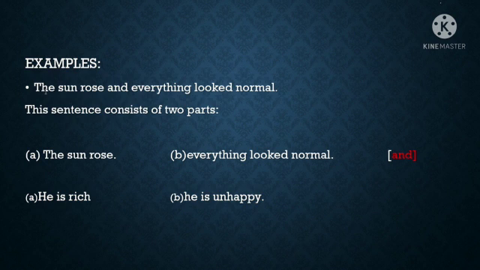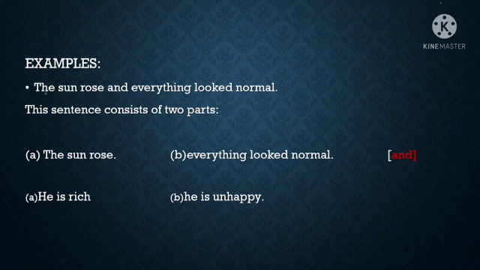It can stand alone as a complete section. What is the meaning of that? The sun rose. Do we have a complete meaning in that clause, the sun rose? Yes, it can be taken as a separate independent sentence. So that's why it is called an independent clause. Is it clear, students? The sun rose has a complete meaning. Everything looked normal also has a complete meaning, right?